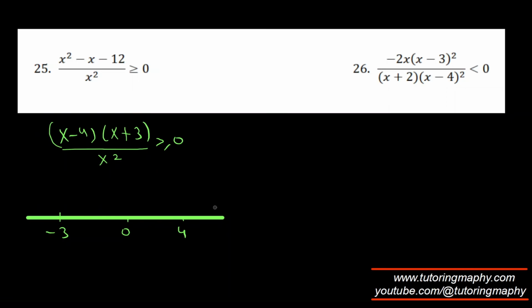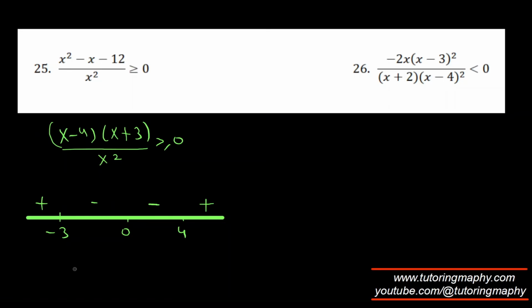So anything greater than 4, maybe 100. So positive, positive. So positive. Anything between 0 and 4, maybe 1. Negative, positive, which is negative. Anything between 0 and -3, maybe -2. So negative, positive, which is again negative. And anything less than -3, maybe -100. So negative, negative, which is positive.